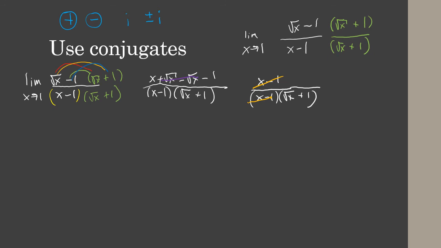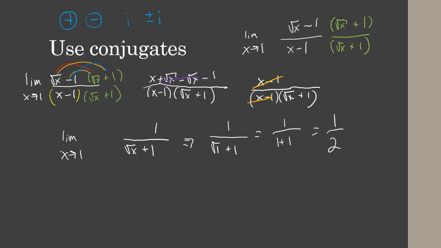So now we've taken this limit that we couldn't evaluate before using a conjugate. We're left with the limit as x goes to 1 of 1 over square root x plus 1. And this we can do direct substitution to evaluate. So let's do that. We've got 1 over square root of 1 plus 1. Square root of 1 is just 1, so we've got 1 over 1 plus 1, or 1 over 2.